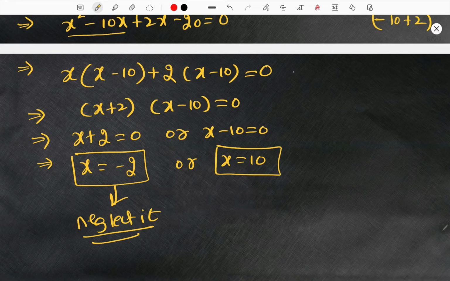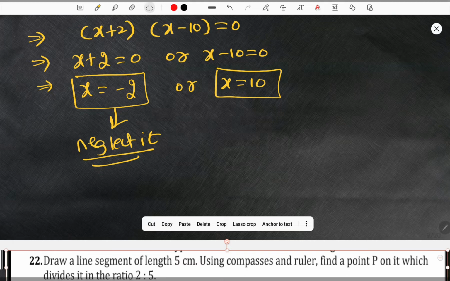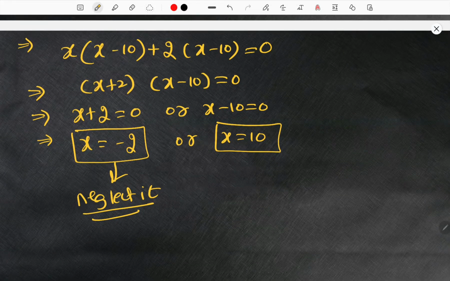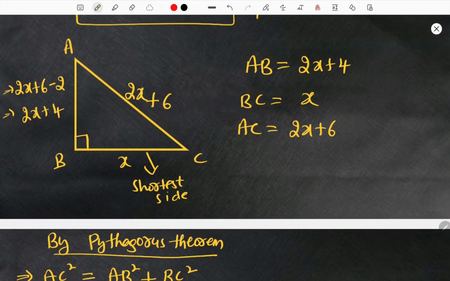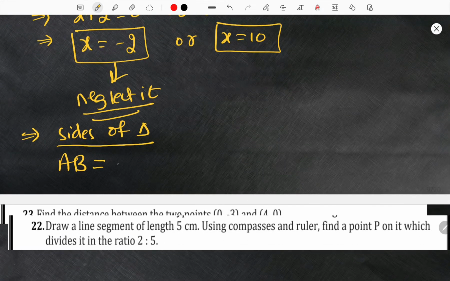Now they are asking about the sides of the triangle, no? So how are we going to write the sides of the triangle? I am going to write it here. First one is AB, right? So what is the value of AB? Look at this, AB is nothing but 2x plus 4. So AB is equal to 2x plus 4, which is equal to 2 into x, which is 10, plus 4, which is 2 into 10 is 20, 20 plus 4 is 24.